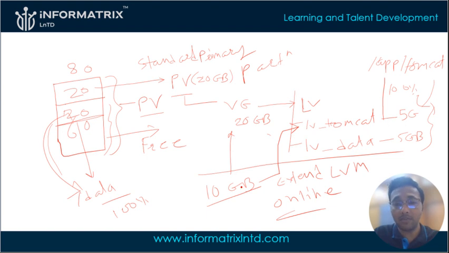Now take an example where I don't have space left in the volume group either. The other 10 GB is completely utilized and given to the LVMs. What will happen? I can create one more PV, say 20 plus 20, 40 GB, which is still left. I can create one more PV and extend this volume group, and now my volume group becomes 60 GB. So even if 20 GB is utilized from this volume group, I have the next 60 GB available that can be used to extend these LVMs.